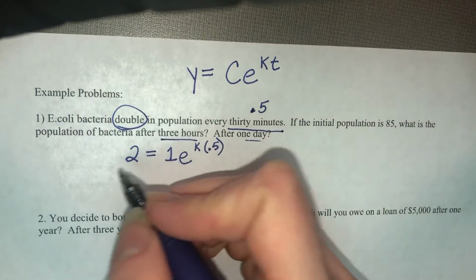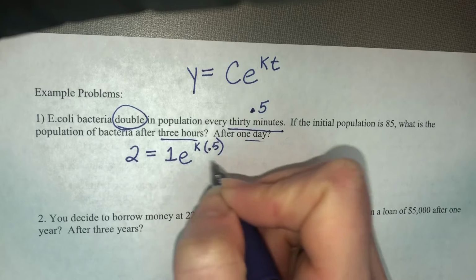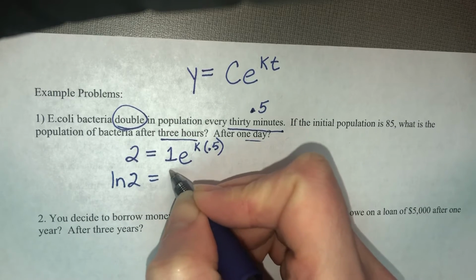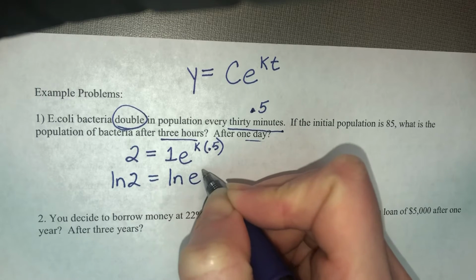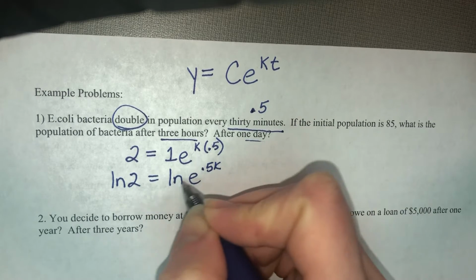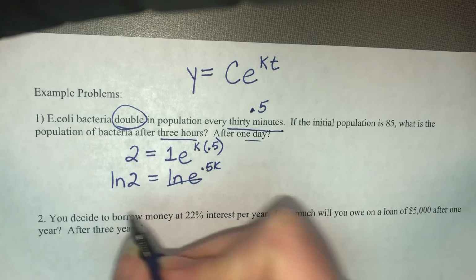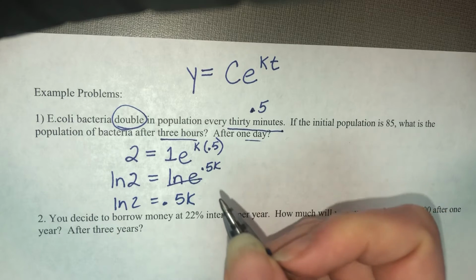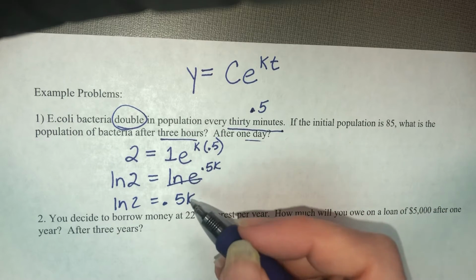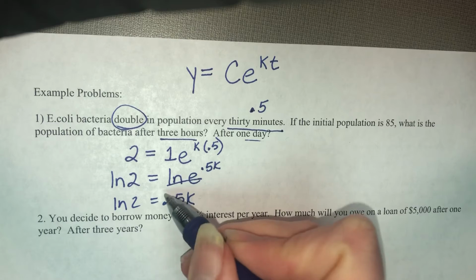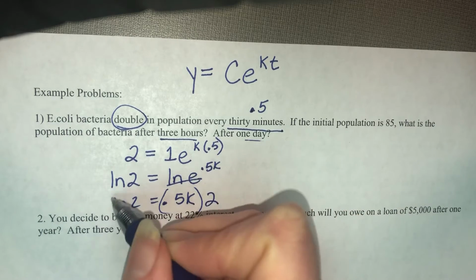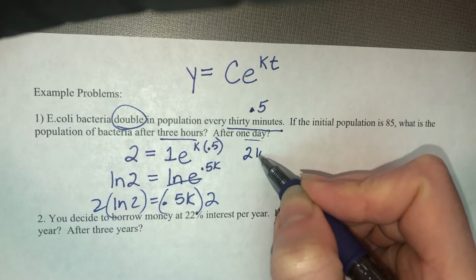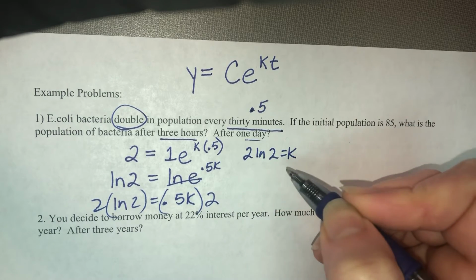Actually, no, I'm going to take the natural log of both sides to get the k out of the power. Natural log of 2 equals the natural log of e to the 0.5k. So that undoes each other, and we have natural log of 2 equals 0.5k. And then I can divide by 0.5, or that's the same thing as multiplying by 2 on both sides, and get 2 natural log of 2 is equal to k.